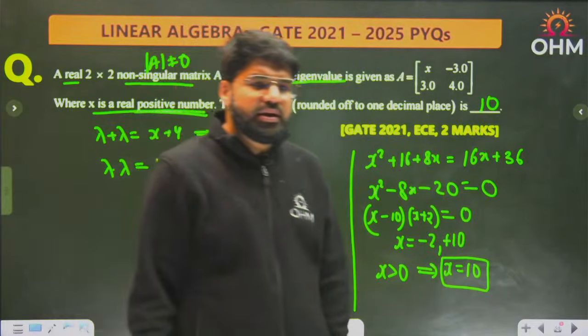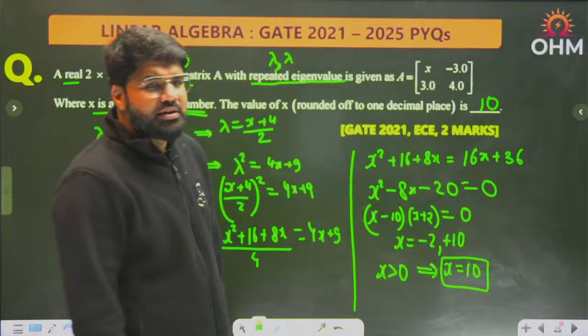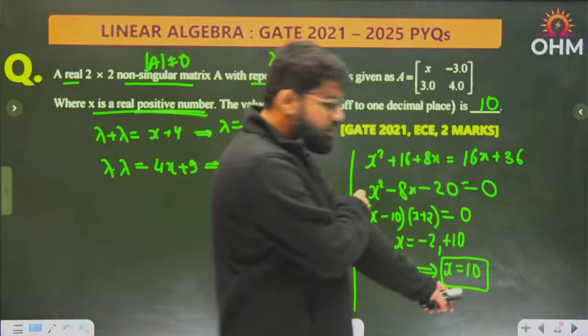Yes, Tirumala, correct. Ritvik, correct. 10 is the correct answer. Yes, Shadow, correct answer. 10.